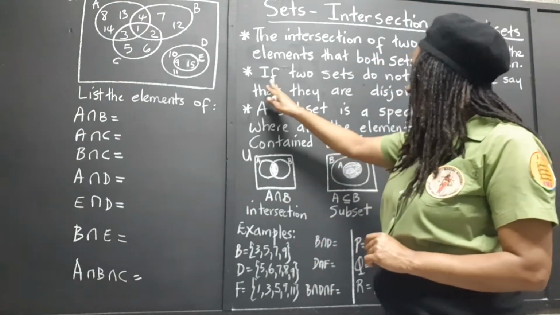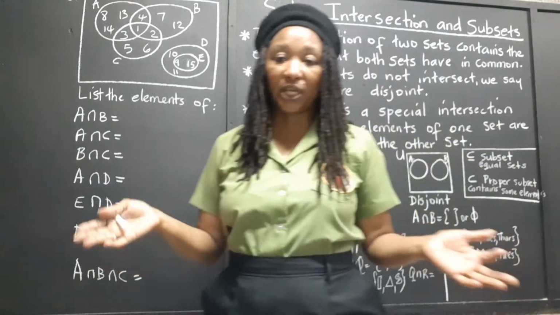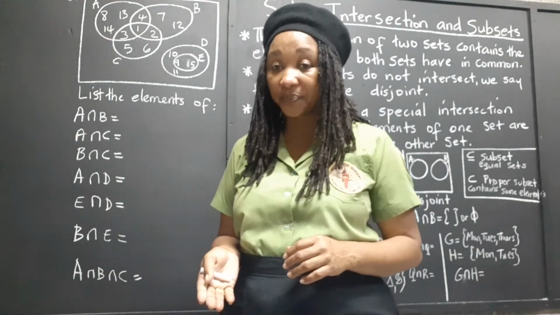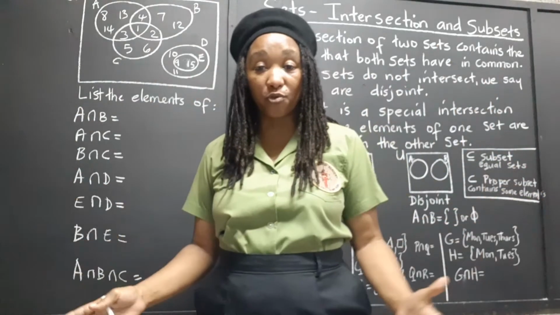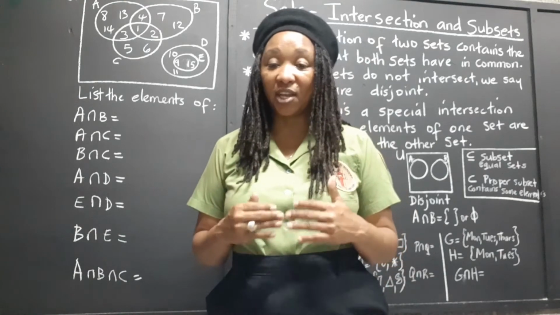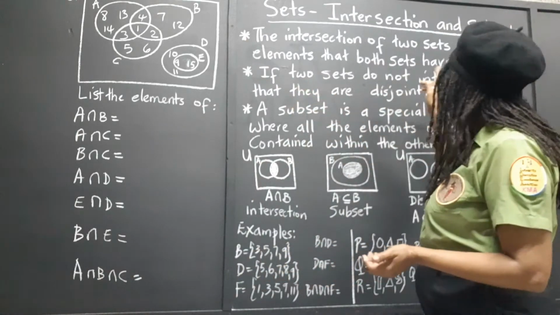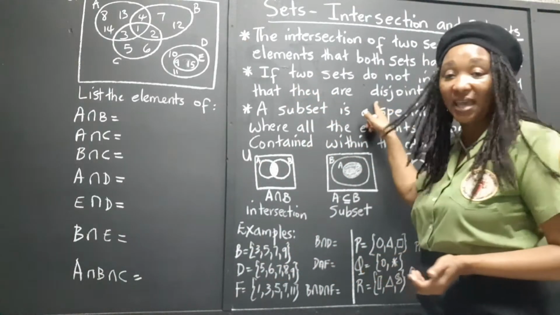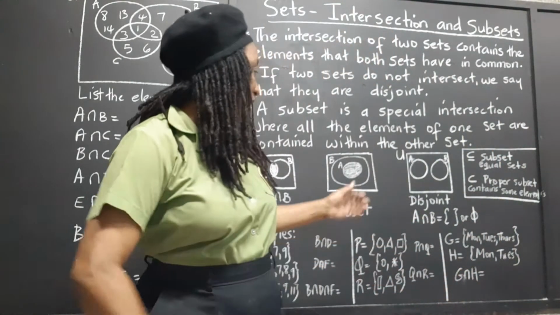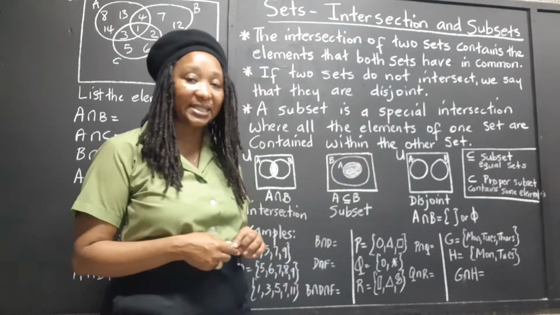Now, if two sets do not intersect, because they don't have to intersect, they can be a part of the universal set. So they can be a part of the big group, but they themselves do not share anything in common other than being a part of that big group. So if two sets do not intersect, we say that they are disjoint, right? And here we have the diagram representing disjoint sets.